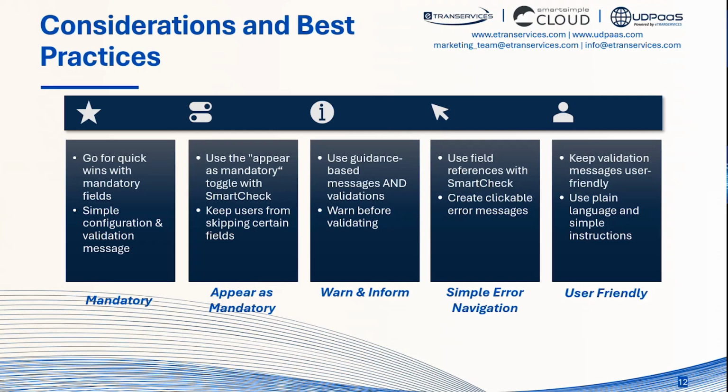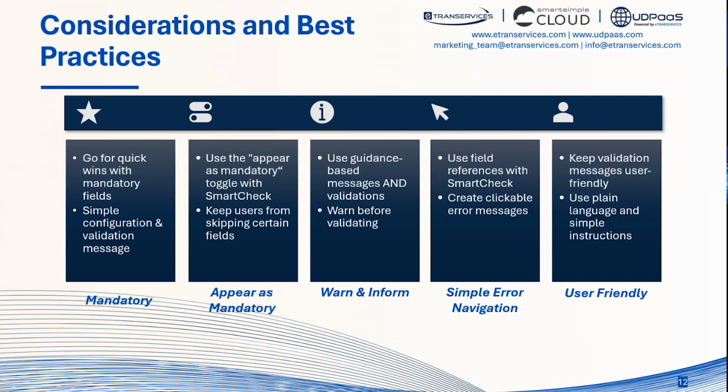Okay, so some considerations and best practices. One of them is mandatory fields. One of the easiest ways to improve your data quality is by setting up those mandatory fields for key information. They're easy to configure and they come with simple validation messages that you can also customize if you want, but usually the message is basically that the field can't be blank. That just prompts users to complete those required fields. It's a quick and easy win that ensures that you're always capturing that essential data.